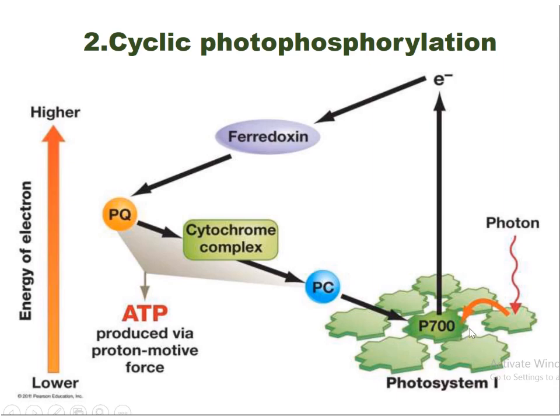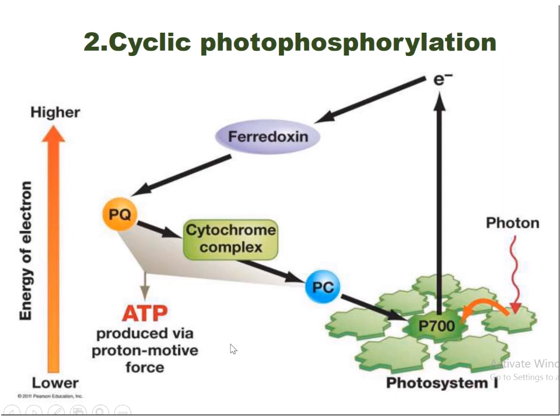In the cyclic process, neither photosystem 2 nor the photolysis of water is involved, and as a result NADPH is not formed here, and oxygen is also not evolved. So in this cyclic photophosphorylation, it only produces ATP, adenosine triphosphate, the biological currency.